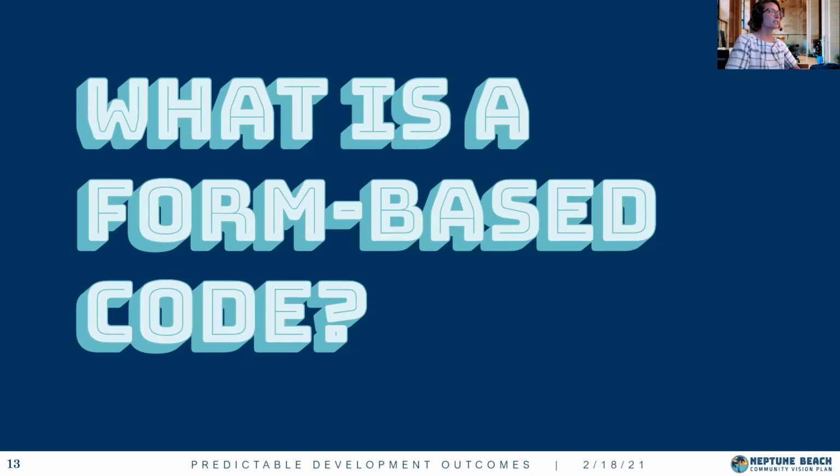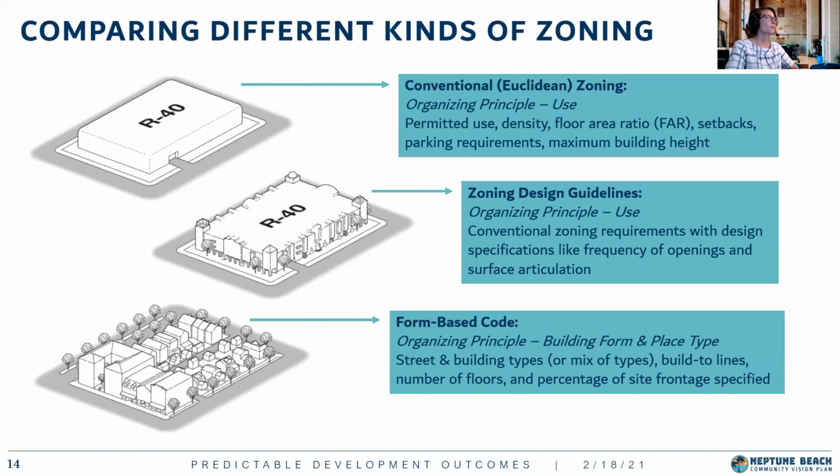We'll start with what is a form-based code? A form-based code is a type of land use regulation, a newer type of land use regulation. There are a couple of different types of land use regulations and zoning. There's conventional or Euclidean zoning, which is single use zoning. It divides a given city or community into very specific single use zones. So the organizing principle of conventional zoning is use. That's what you're using to actually organize the different districts throughout the city.